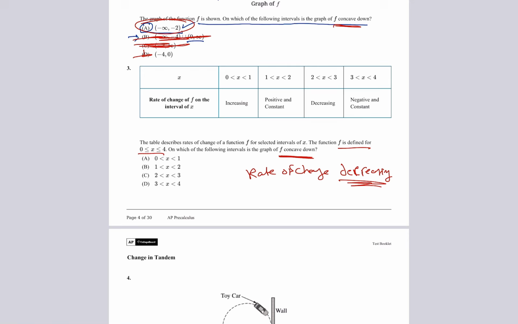Now, please don't mix these two up. It doesn't have to do with the function itself, let's say the function is increasing, right? f of x is increasing.